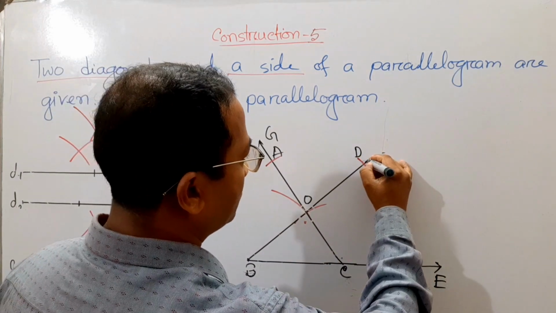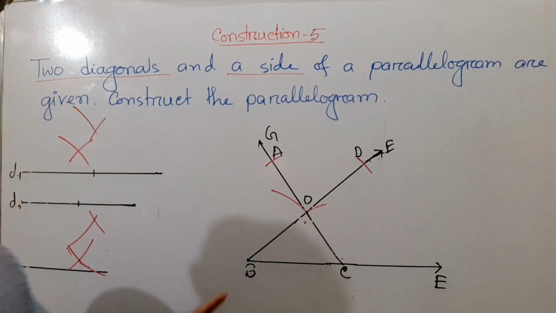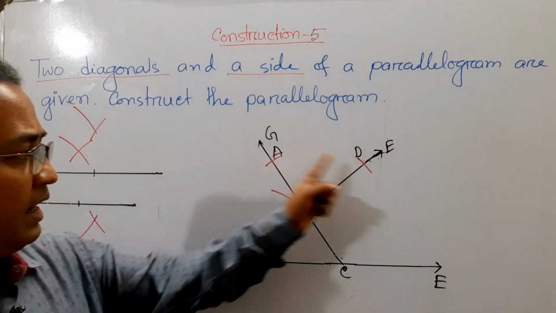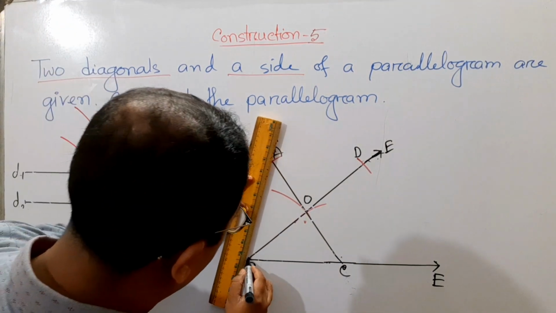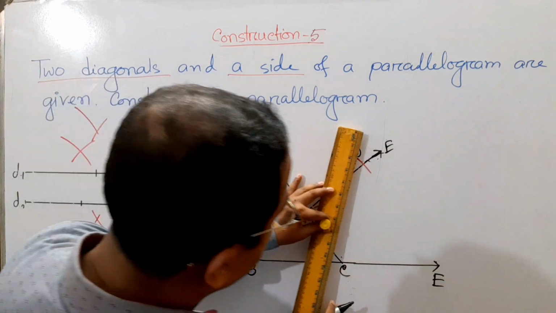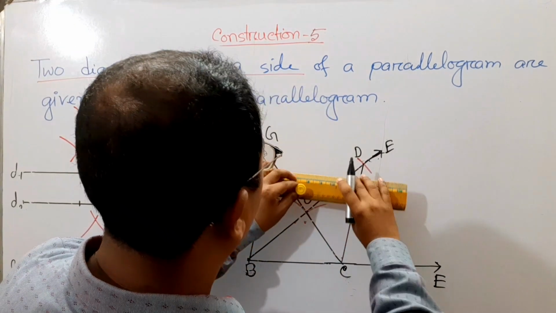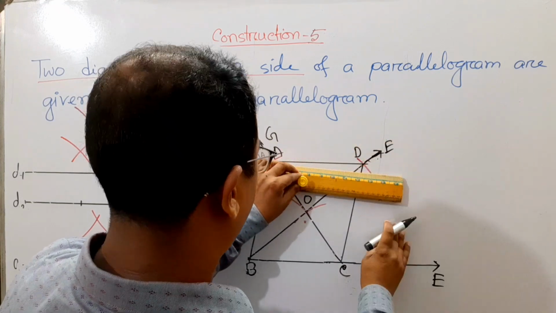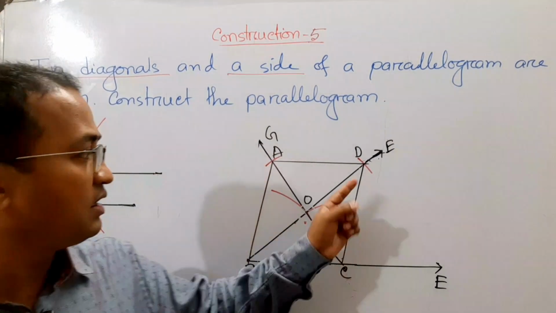You need to expand it more. Now join AB, AD and CD. Join AB, CD and also AD. So ABCD is our required parallelogram.